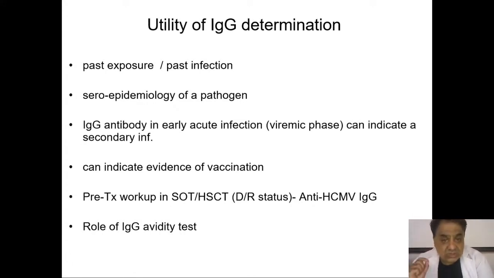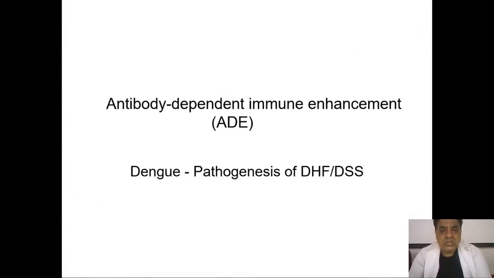So, IgG antibody response, although not a useful marker for acute infection unlike IgM, which is, IgG has important roles in diagnosis and seroepidemiology and therapeutic decisions in transplant patients, for example. So, we'll discuss these individual examples in the next 1 year as we teach you infectious diseases and microbiological pathogens, bacteria, virus, fungi and parasites, right? So, with this now I come to one concept of antibody as a cause of immune enhancement and enhancement of disease. The classical example is ADE phenomena or antibody dependent enhancement seen in dengue.